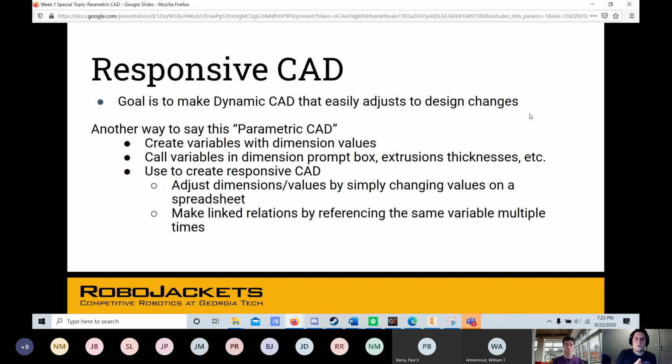The way it works is you create variables with dimension values, and you can reference those variables themselves in dimension prompt boxes, extrusion thicknesses, etc., wherever it's asking you for a dimension. And you can use that reference to start making equations to base your dimensions off of. So whenever you adjust the dimensions for one small part, say for a variable name, anything that is a function of that variable name is going to change as well. And you're not going to have to manually adjust those by yourself.